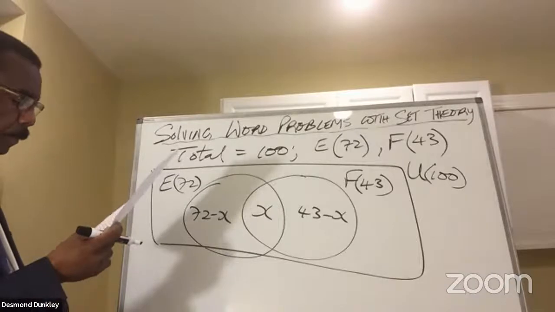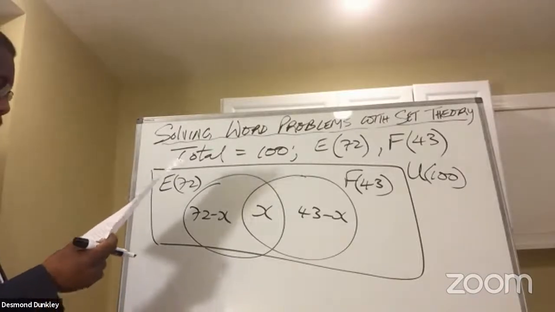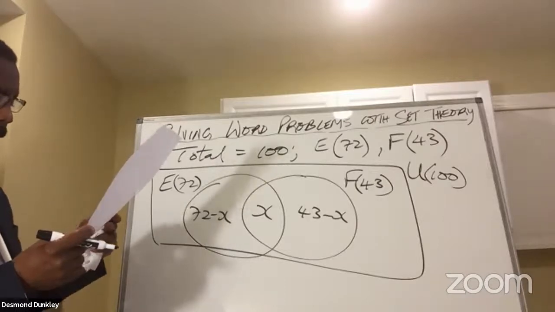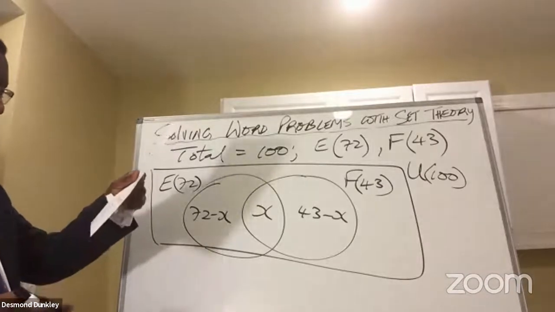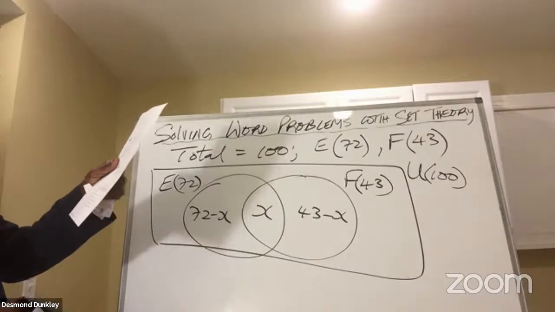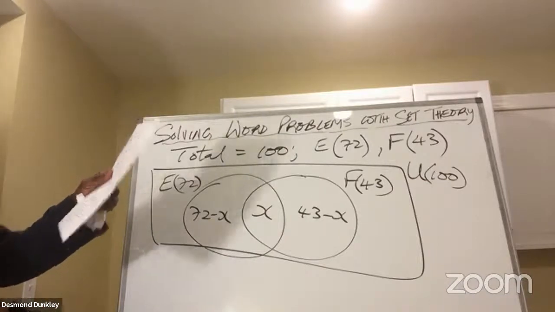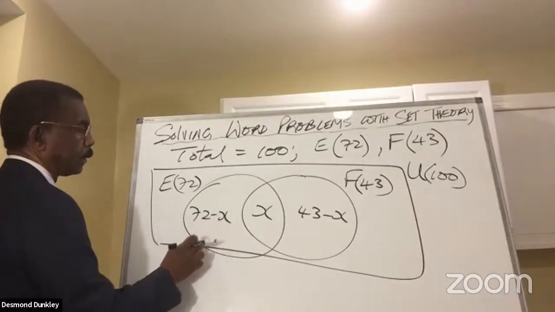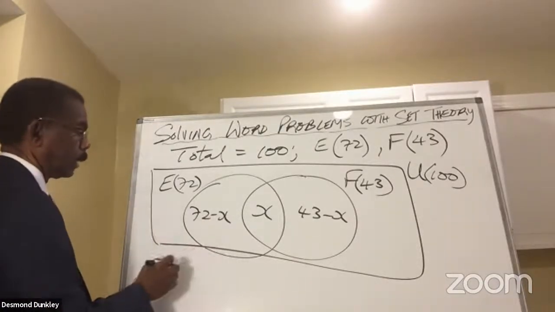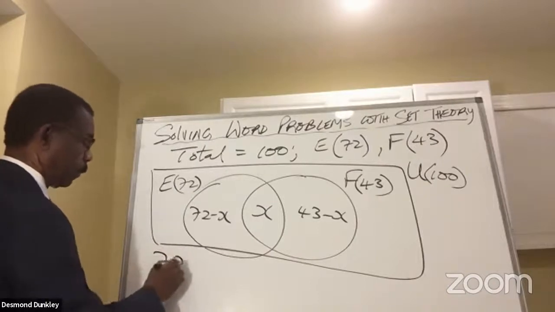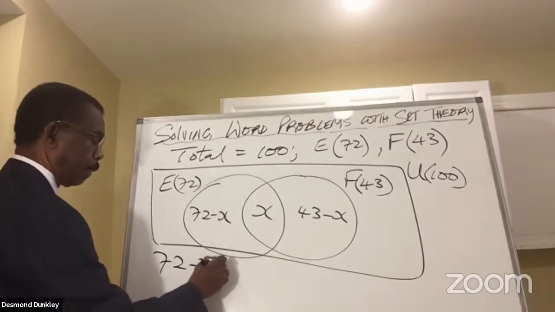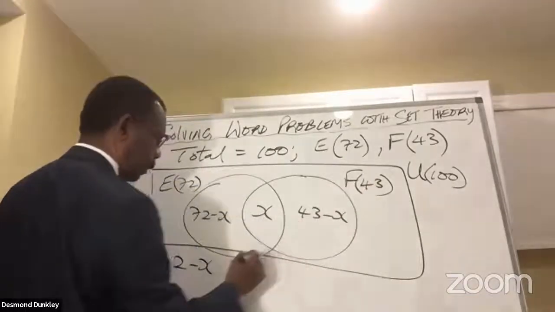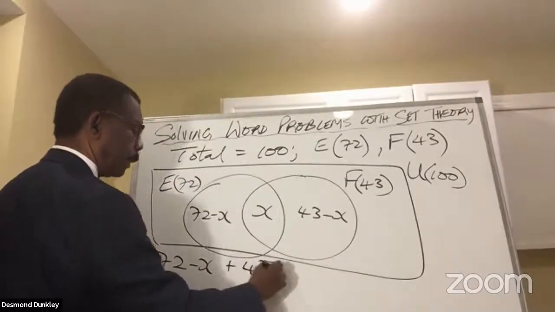Okay, and say, how many can speak English only? So English only is going to be this. So we know that 72 minus x plus 43 plus x is equal to 100.